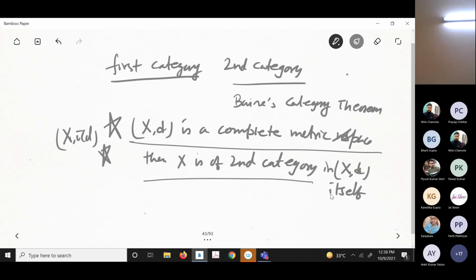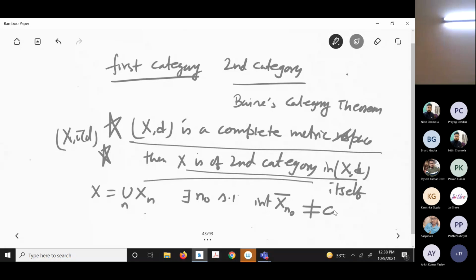Well, you may not have an idea why it is important. Reason is, look, if X is of second category in itself, that means what? Suppose you write X as a union of some X_n, and I know this is of second category in (X, d). That means there exists at least one n naught such that the interior of the closure of X_{n_0} won't be equal to phi. Got it? If for each n the interior of the closure were empty, then X would be a set of first category. Now the thing is that once it is not equal to phi, you get a point there.